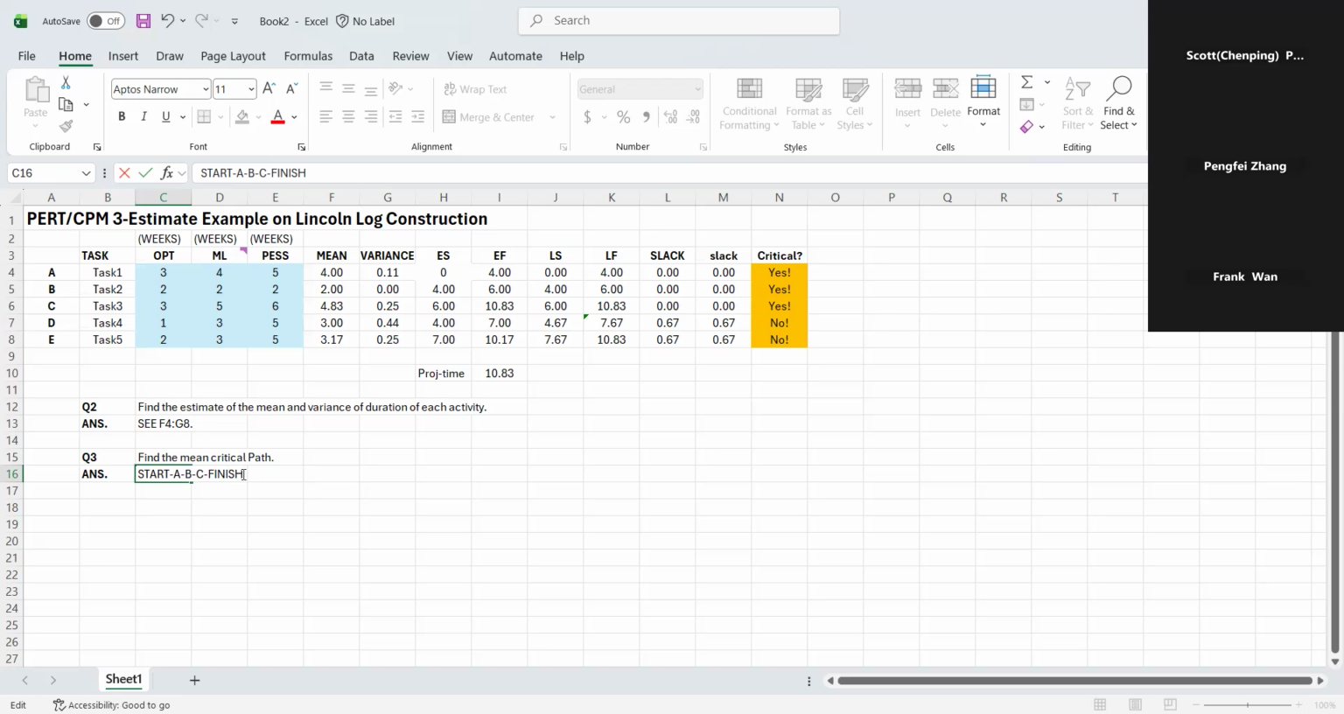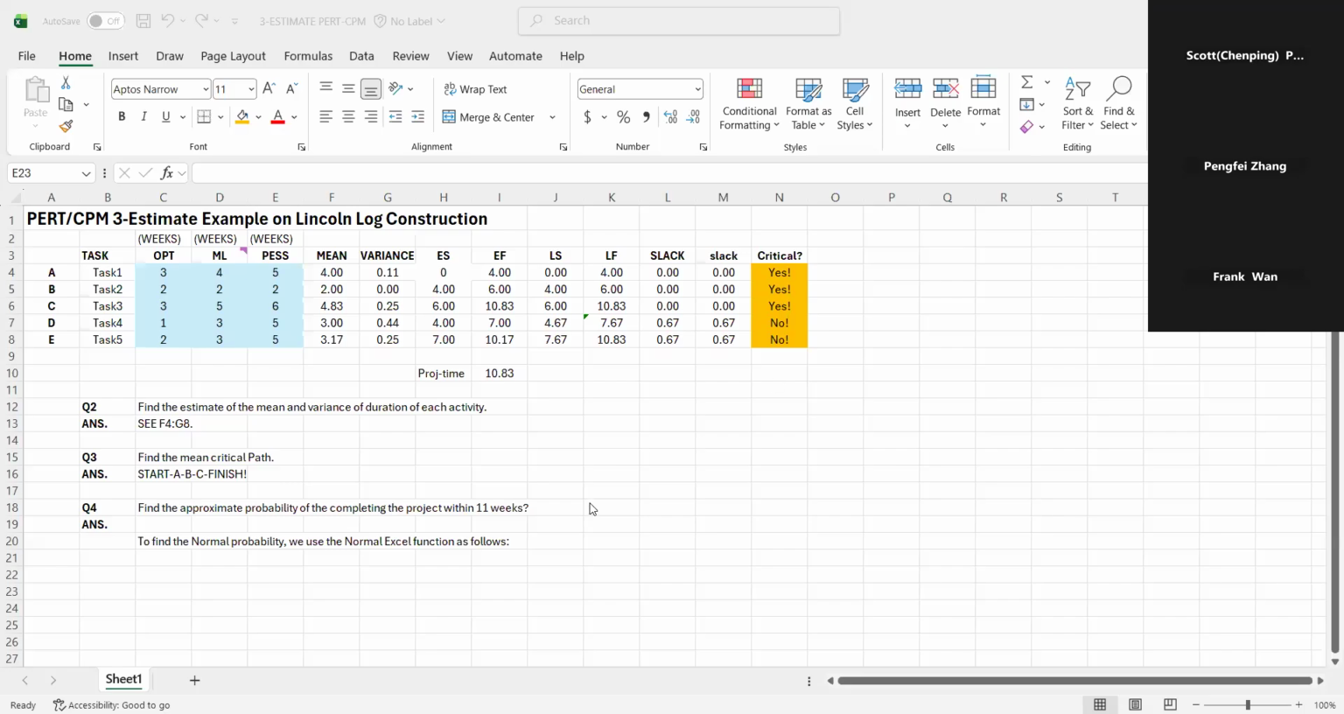Okay? That is the mean critical path. And then look at the next question. Question number 4. We want to find the approximate probability of completing the project within 11 weeks. To find this probability, we use the normal Excel function as follows.